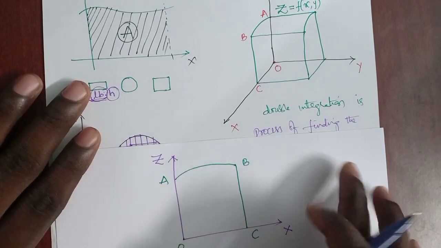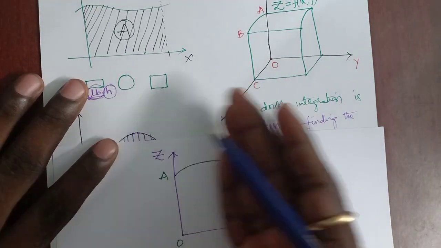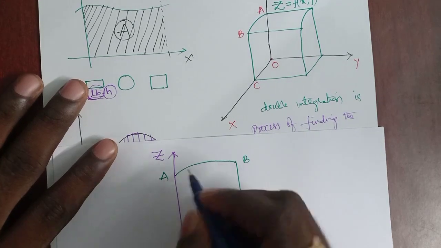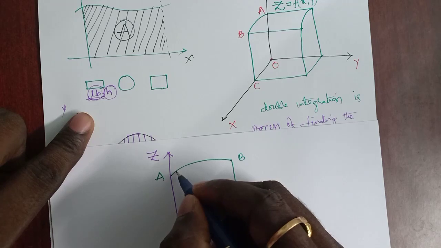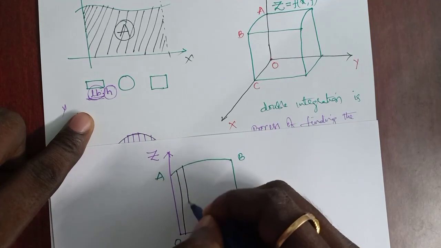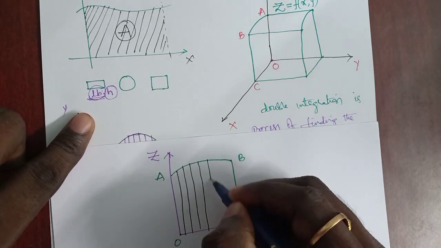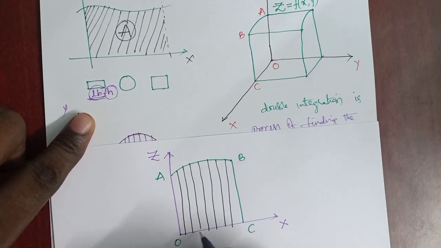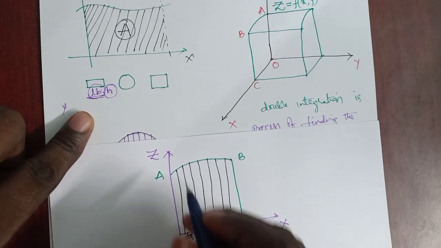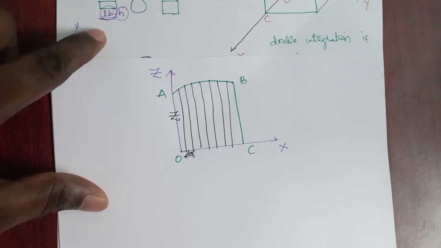So first, make them into small pieces, partitions, small rectangular boxes. So what is the width of the small rectangular box? Delta x. And what about the length? z.